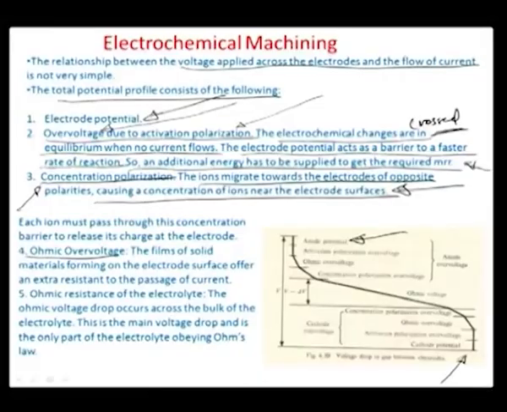So, these over voltages, ohmic in nature, are because of films of solid materials forming on the electrode surface, and therefore an extra resistance occurs to the passage of current through this surface or close to the surface. The ohmic resistance also plays a role on the solution side, and therefore there is an ohmic resistive drop of the electrolyte itself, which would change the majority of the potential function available from one electrode's potential to the other electrode's potential. So, this is across the bulk of the electrolyte.